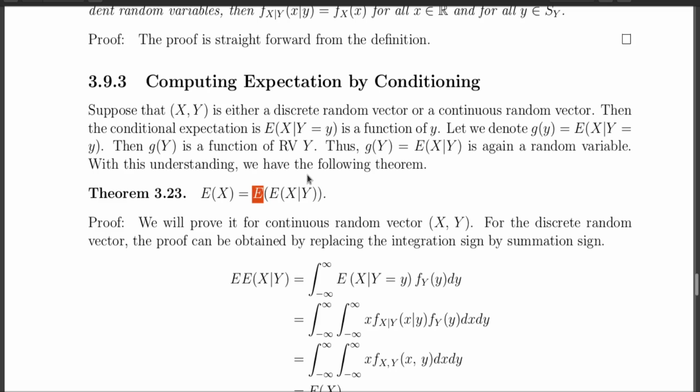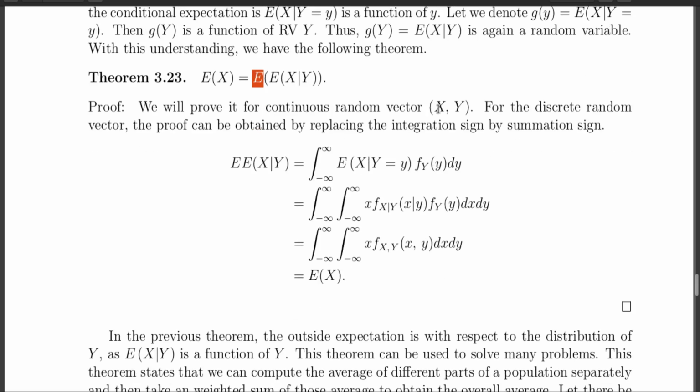The proof of this theorem is very simple. We'll prove it for the continuous case; for the discrete case, just replace the integration with summation. So how does the proof go? This one is a function of y, g of y, so it is basically the expectation of g of y. The expectation of g of y is the integral from minus infinity to infinity of g of y times the density function of y, dy. Now g of y is basically this conditional expectation, so this conditional expectation can be written as the integral of this function.